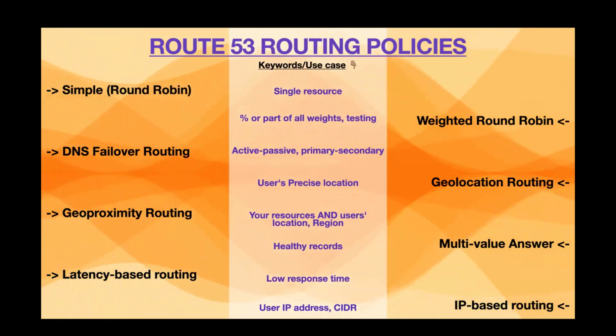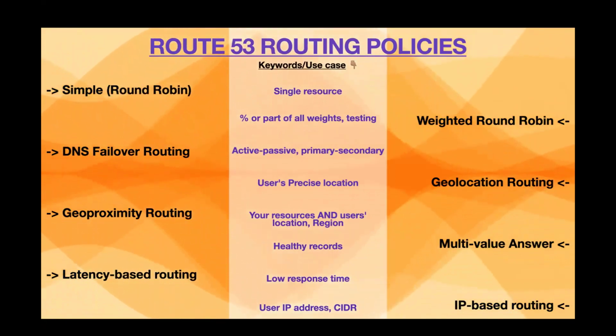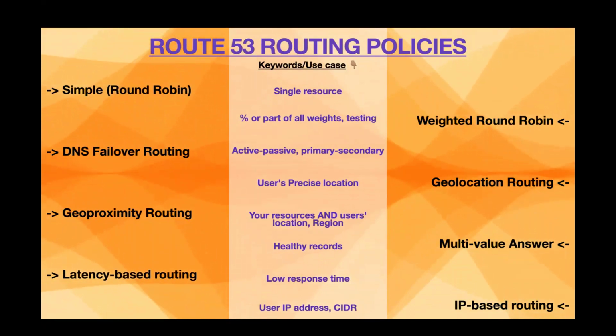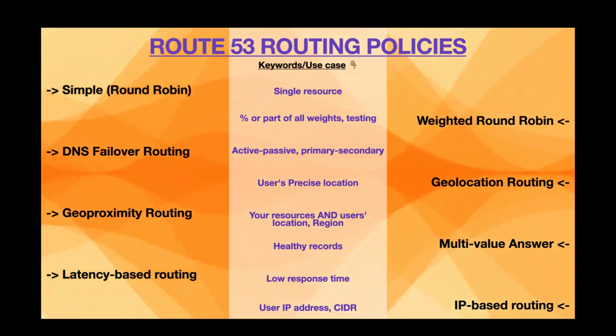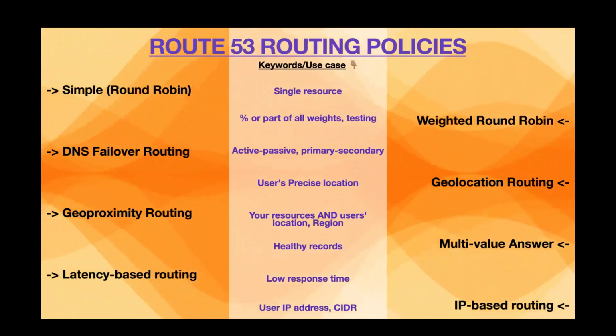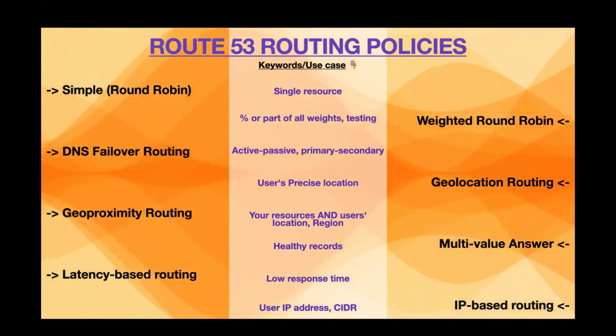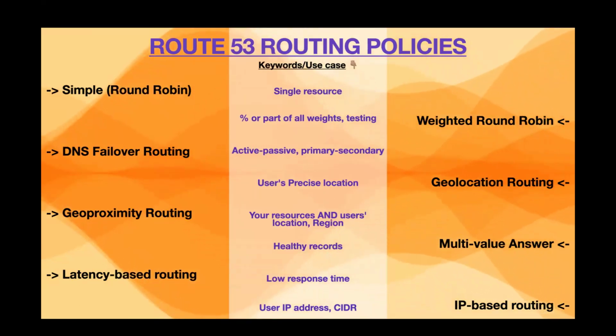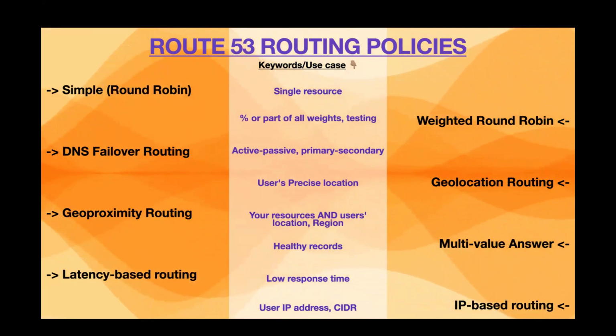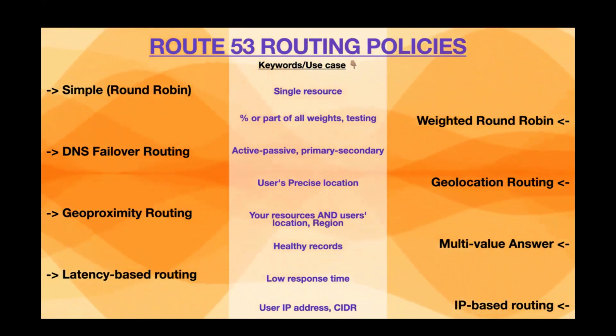And with the DNS failover routing, you would usually use this for active-passive or primary-secondary architectures. We mentioned that Route 53 does health checks. So if you have two setups, and Route 53 checks the first one, which is your primary or your active one, and the health check doesn't return as healthy, then it goes to your standby setup, which is also your passive or secondary. So it starts getting responses from the secondary resource instead, because the first one is not deemed healthy.